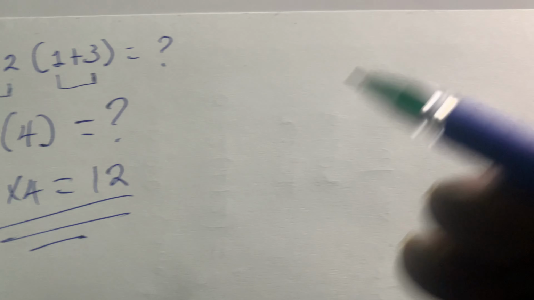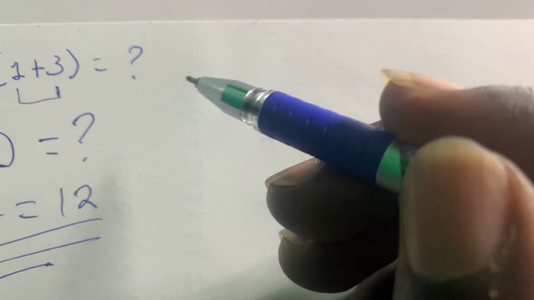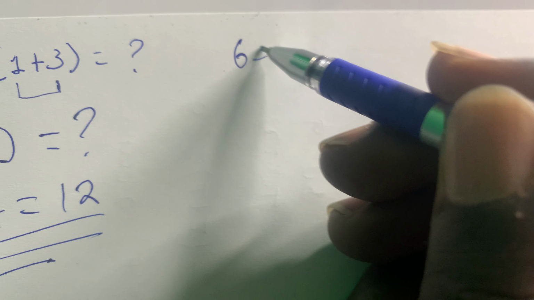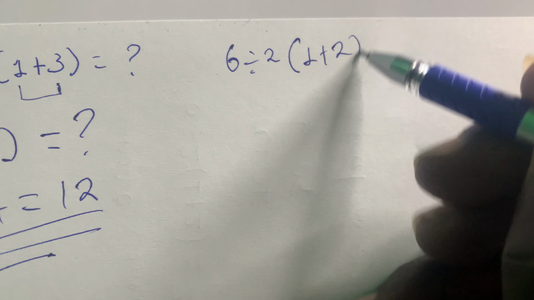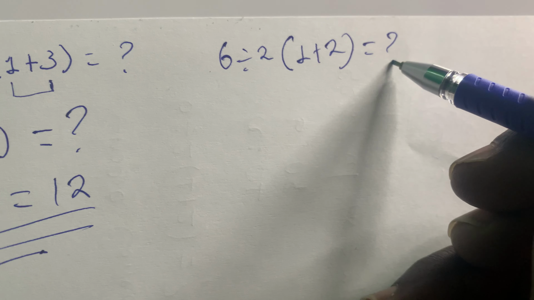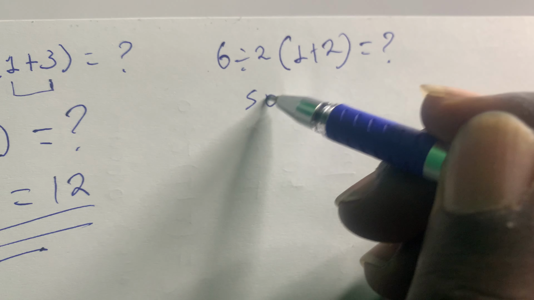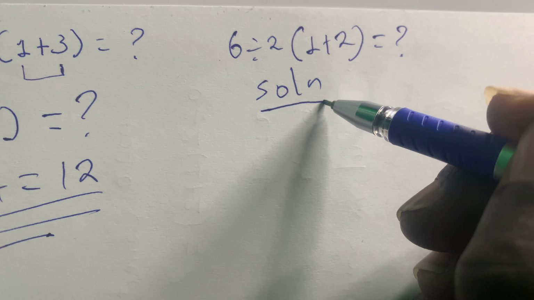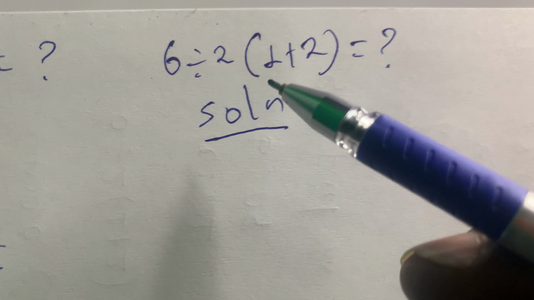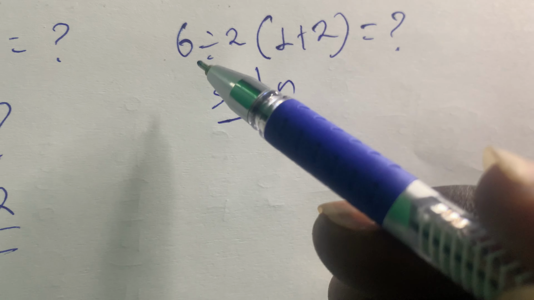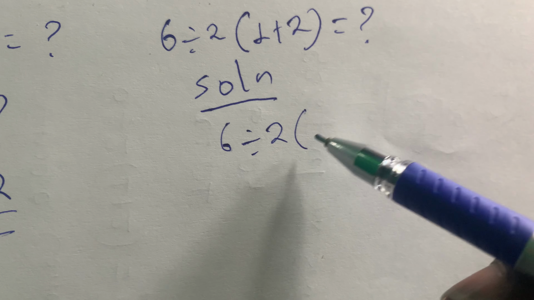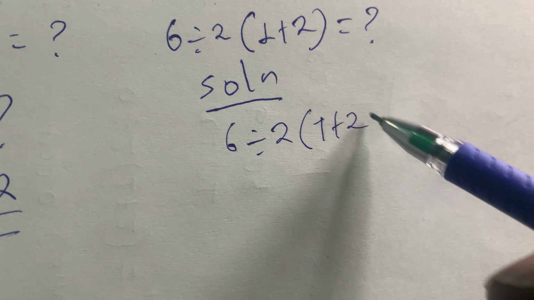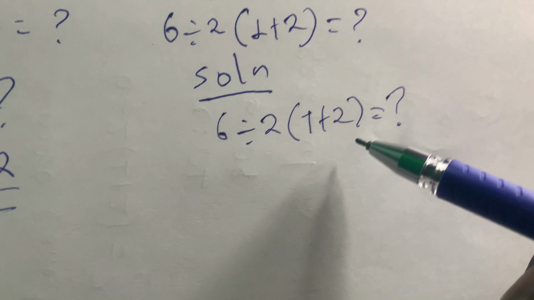Let me give you another math problem. Let's say 6 divided by 2 in a bracket 1 plus 2 is equal to what? So this is another question, and we are going to calculate these things again together. Like I told you earlier, 6 divided by 2 in the bracket 1 plus 2 is equal to what? That is the question, right?